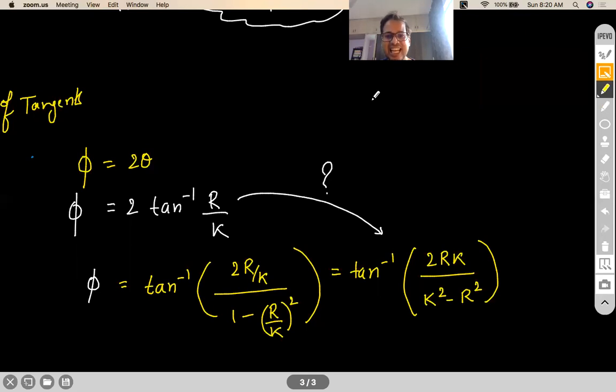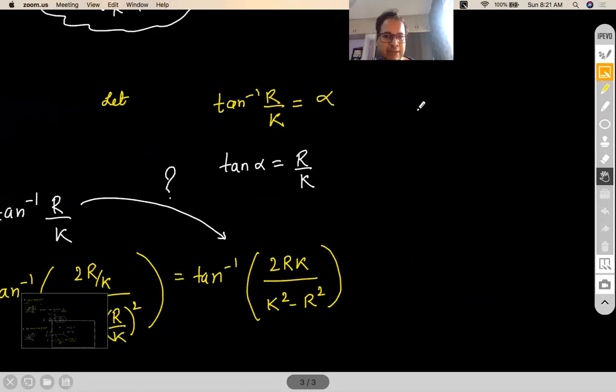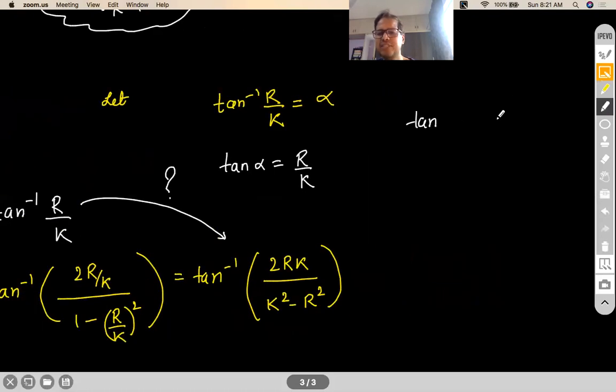So basically, I'll just give you a proof for this. Let's say tan inverse r by k is some angle. Let me call it alpha for the time being. Now, what do I need? I need 2 alpha, right? So I will start with the fact that tan alpha is r by k. And then I will use the double angle identity of class 11th: tan 2 alpha is 2 tan alpha by 1 minus tan square alpha.